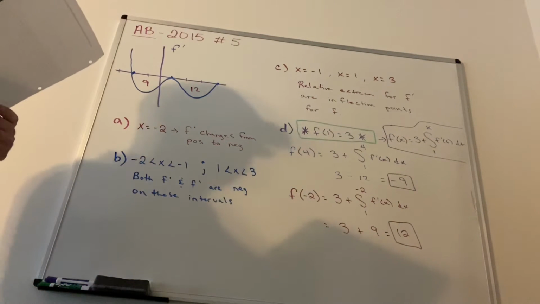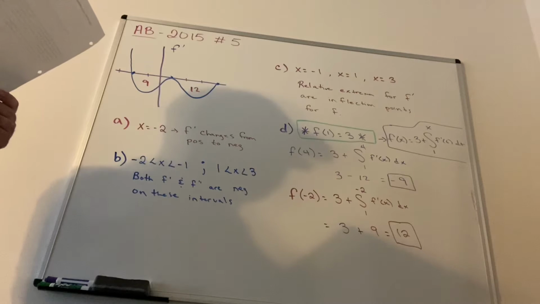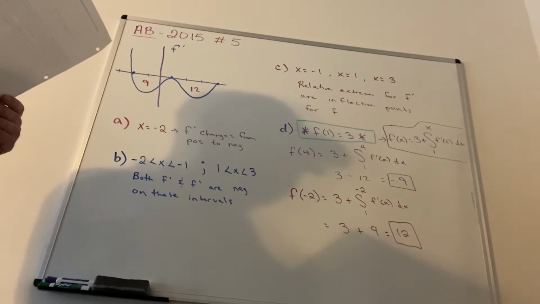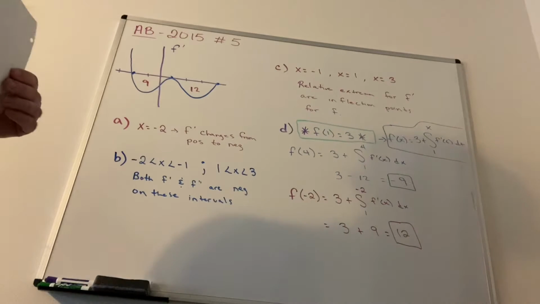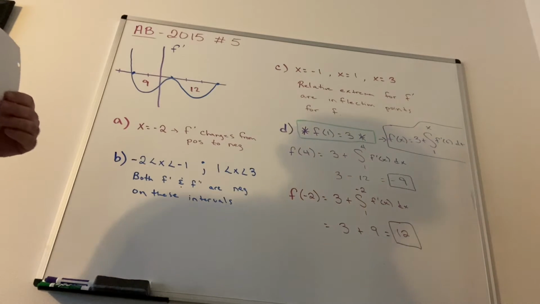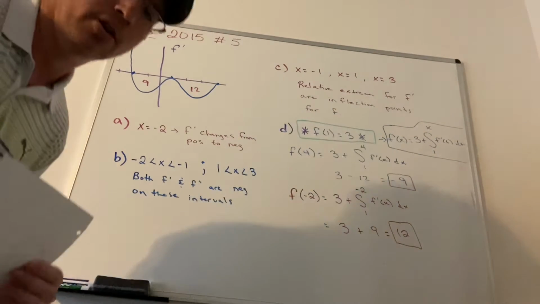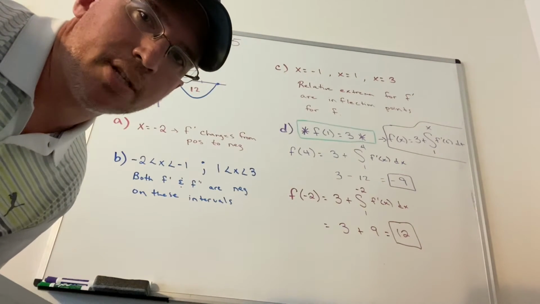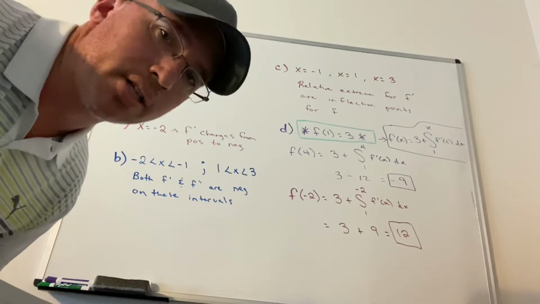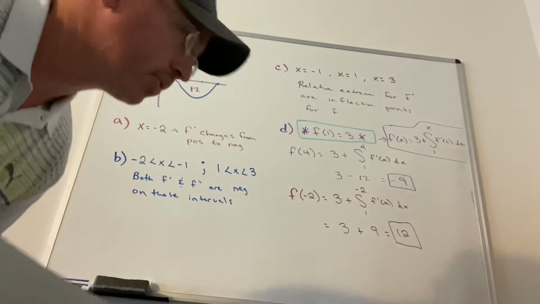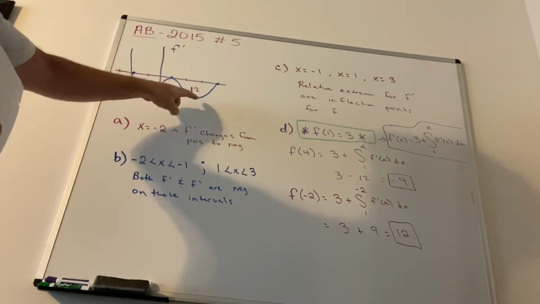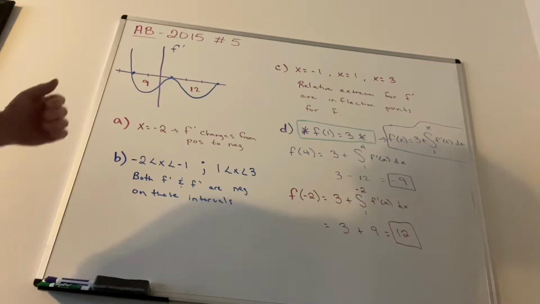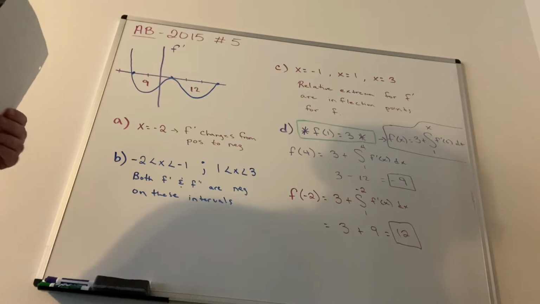Part C, find the x coordinates of all points of inflection for the graph of f, and then give a reason for your answer. Okay, so inflection points occur when the second derivative changes sign. Another way to say that are mins and maxes of the first derivative, or relative extrema of the first derivative. So I have relative extrema of the first derivative at those points right there, -1, 1, and 3.